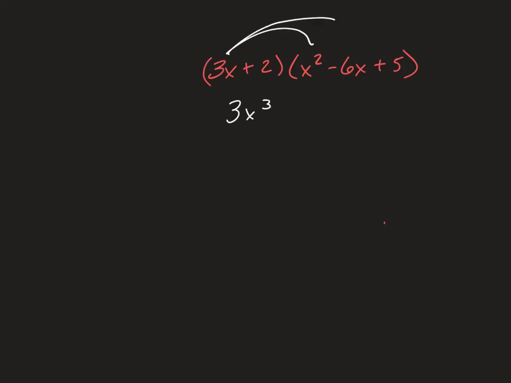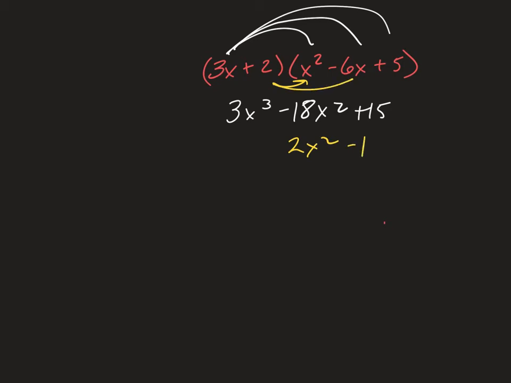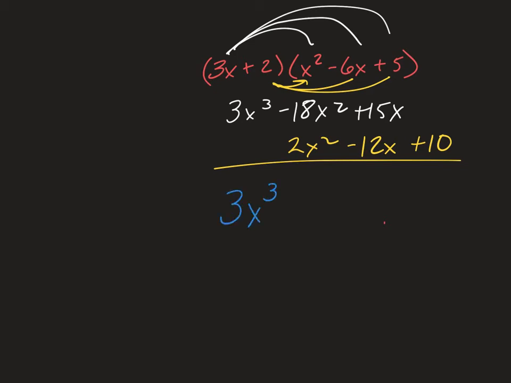3x cubed minus 18x squared plus 15x. Then I move to the 2 next. 2 times this is 2x squared minus 12x. Forgot my x on the 15. And 2 times this is 10. So the solution to this particular question would be 3x cubed minus 16x squared plus 3x plus 10.